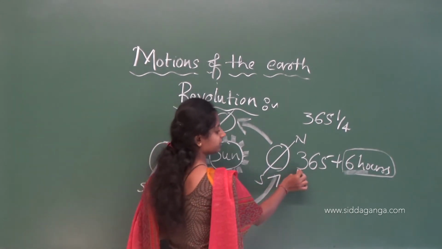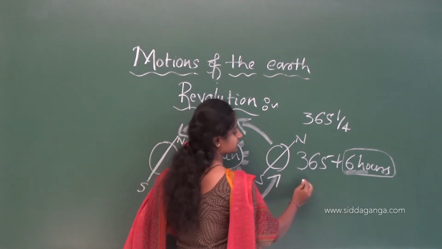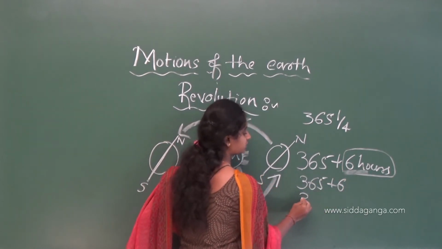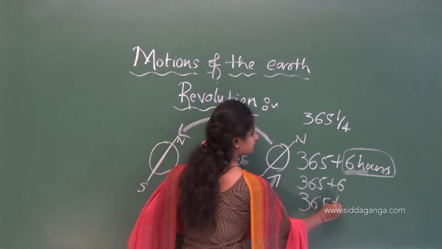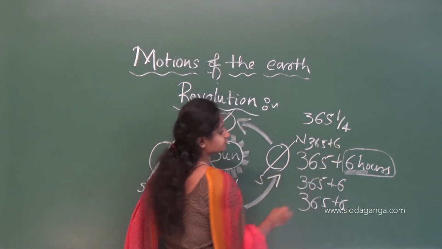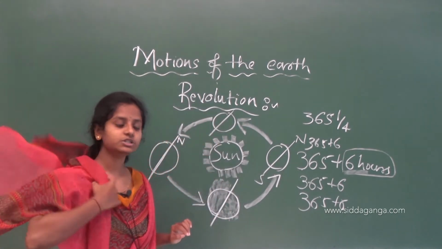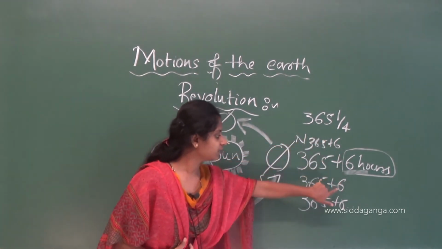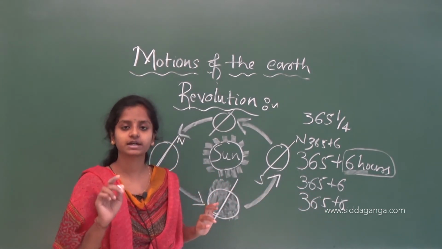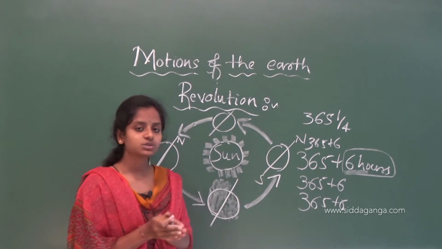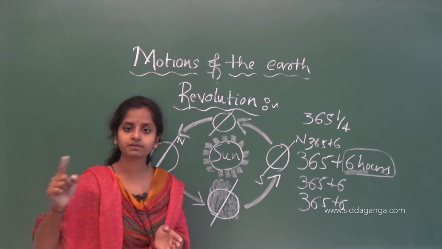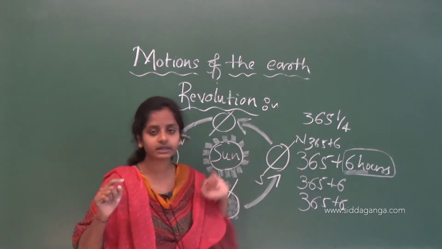Okay. So for 1 year it is 365 plus 6 hours, and for second year it is 365 plus 6 hours, and for third year it is 365 and 6 hours, and for fourth year 365 plus 6 hours. So we will join all these 6 hours. What will it become? It will become 24 hours, that is 1 day. So we will take that 1 day extra in the February month after 4 years.